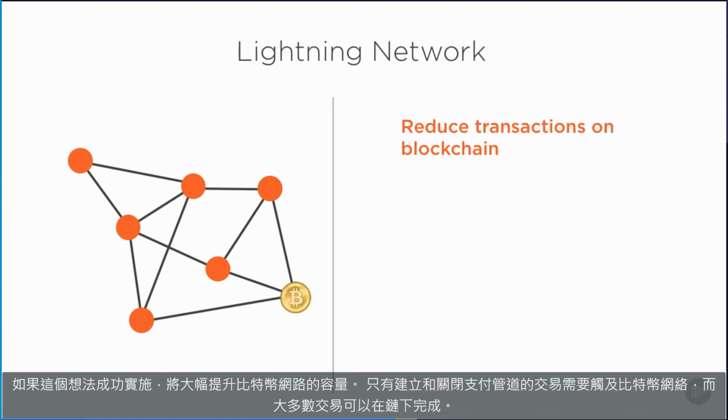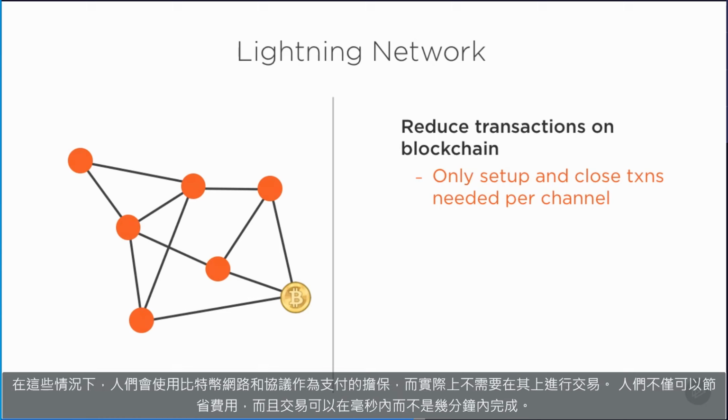Only transactions to set up and close payment channels would need to touch the Bitcoin network, while the majority could be completed off-chain. People would use the Bitcoin network and protocol as a guarantee of payment without actually needing to transact on it in most cases. Not only would people save on fees, but transactions could be finalized in milliseconds instead of minutes.